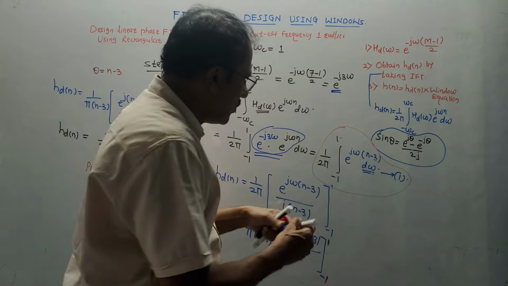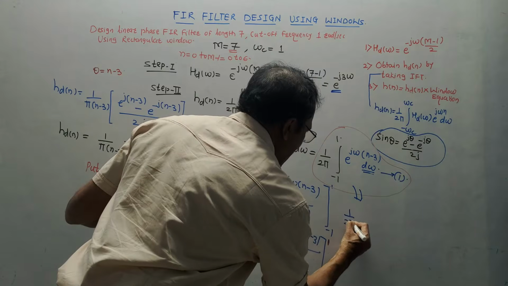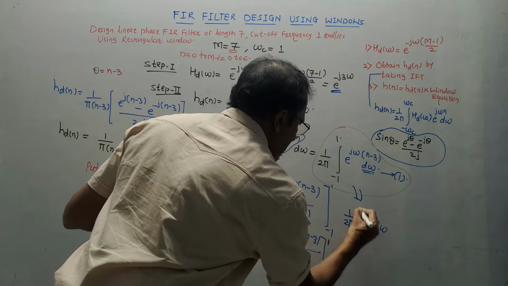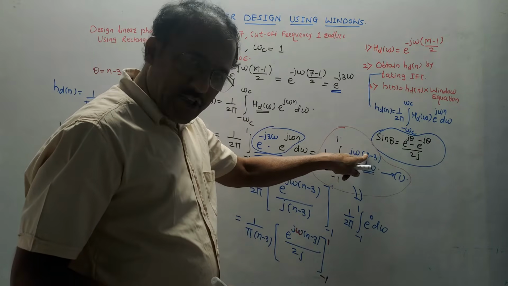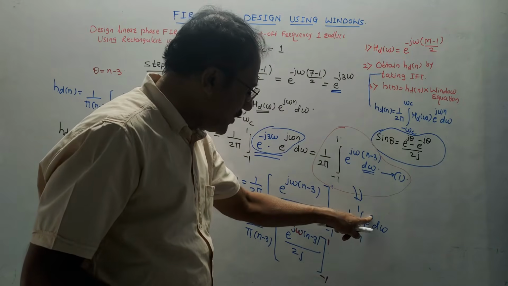3 minus 3 is 0. So this term becomes 1 by 2 pi integration e raised to 0 d omega, limits are minus 1 to plus 1. Because in n minus 3 I'm putting n equals 3, 3 minus 3 is 0. So you are getting e raised to 0. E raised to 0 is 1.